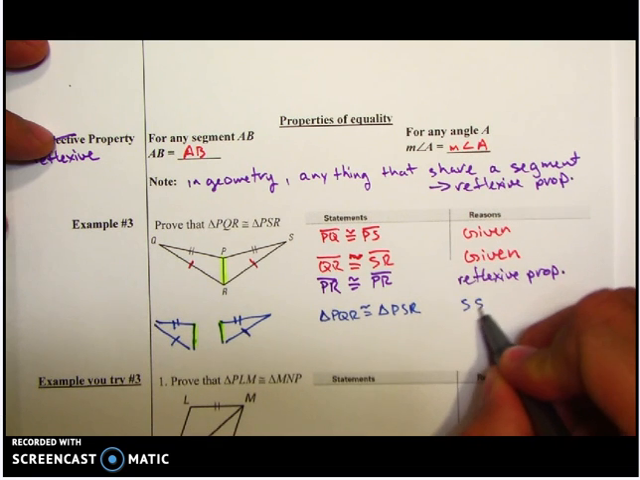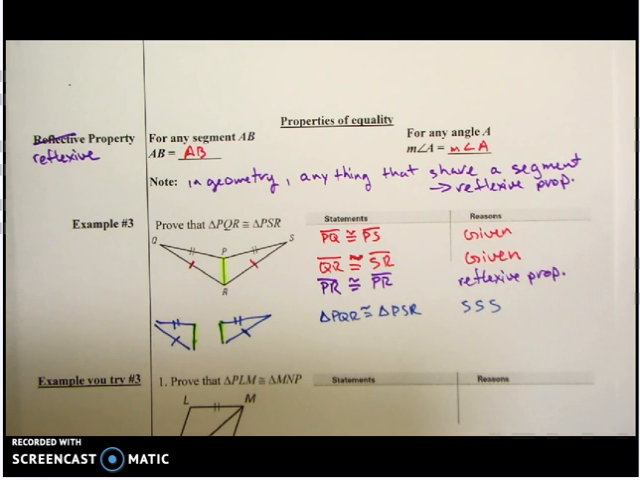S, S, S. Go ahead and try the next one on your own and just finish it up. And then you're going to have your teacher take a look and see how you did. But other than that, that's about it.